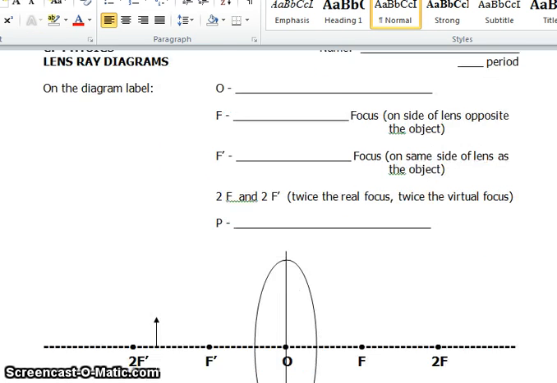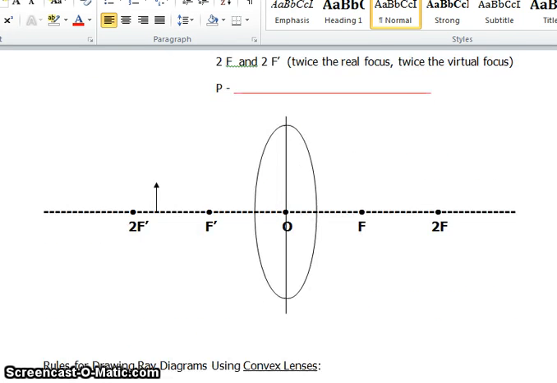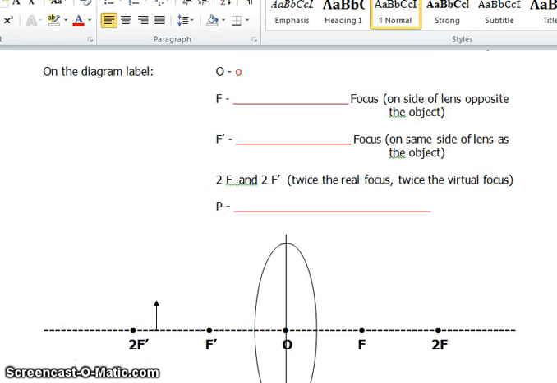First off, we're going to have this O, which is the center of the lens, and it is referred to as the optical center. So this is O, it's not a zero, it's an O, and it's the optical center.